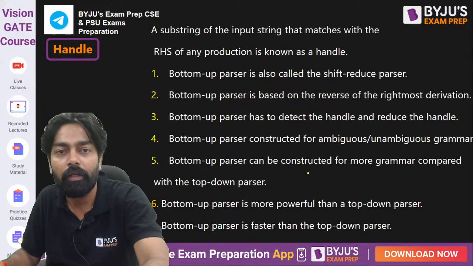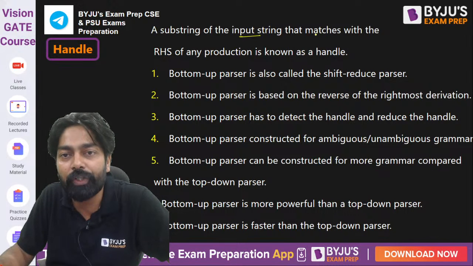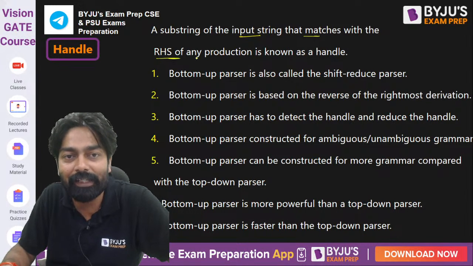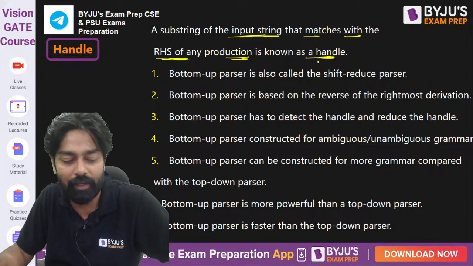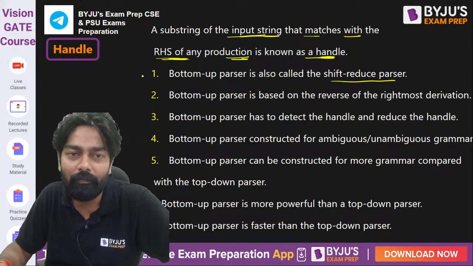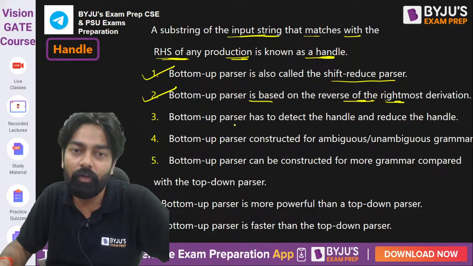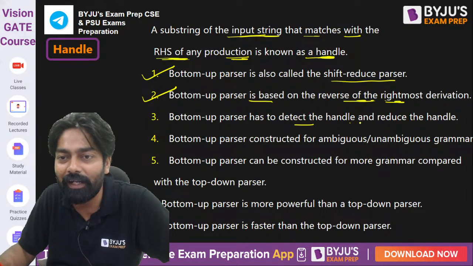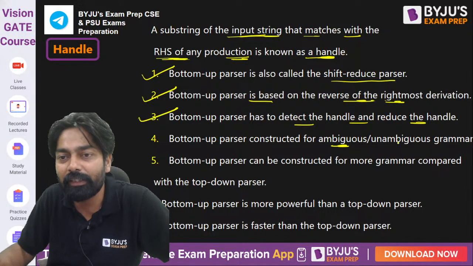Now see clearly, some points you need to remember here. A substring of the input string that matches the right-hand side of any production is known as a handle. Bottom-up parser is also known as shift-reduce parser. It is based on the reverse of rightmost derivation. A bottom-up parser has to detect the handle and reduce the handle.